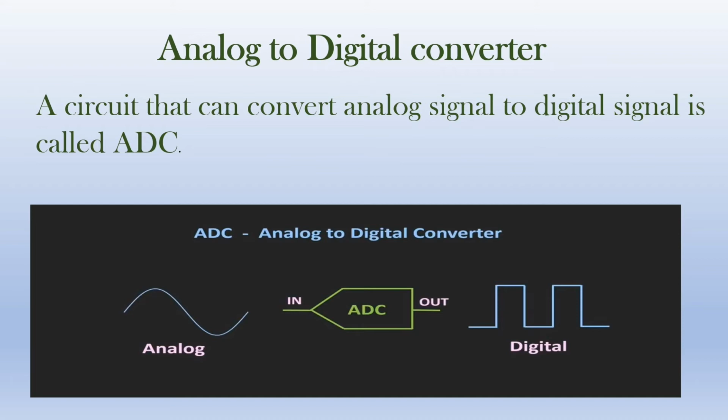So analog to digital converters, or these circuits, are very important to operate our machinery. In our daily life, we come across many devices that cannot operate on analog signals. So these signals need to be converted into digital signals. So let's take some examples.